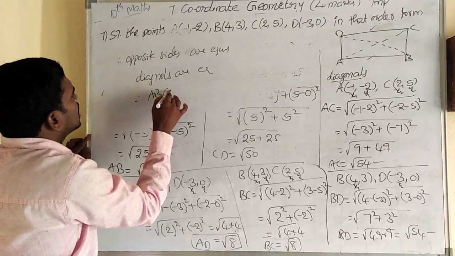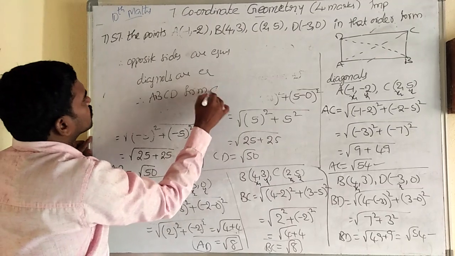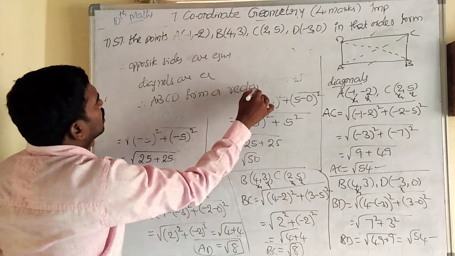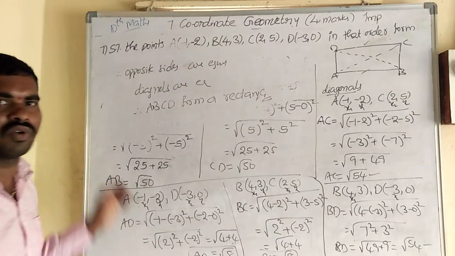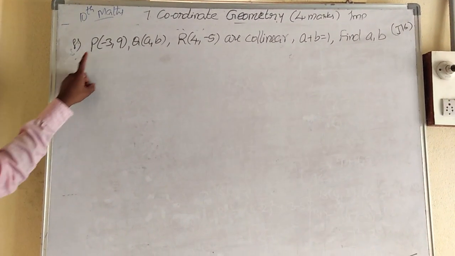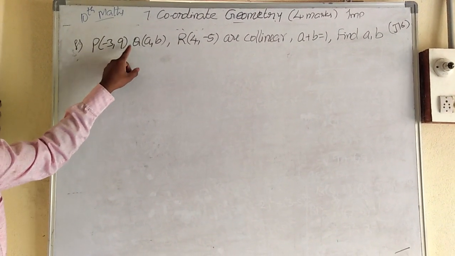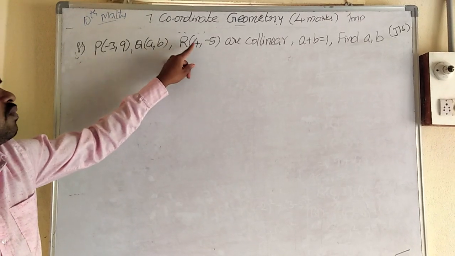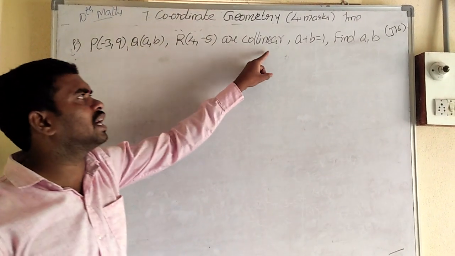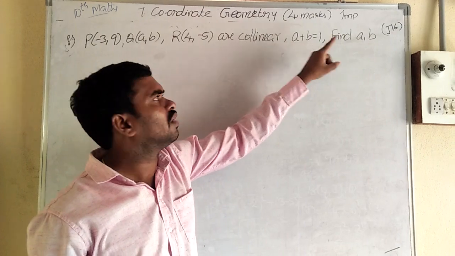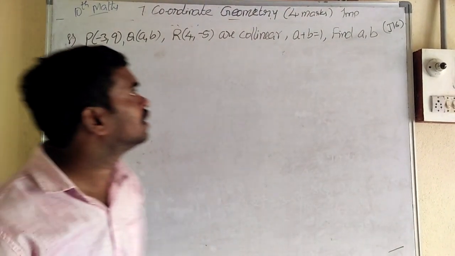Therefore, A, B, C, D form a rectangle. The solution. 4 marks important. Last question, 8th one. P(-3, 9), Q(a, b), and R(4, -5) are collinear, and a plus b equals 1. Find a, b.